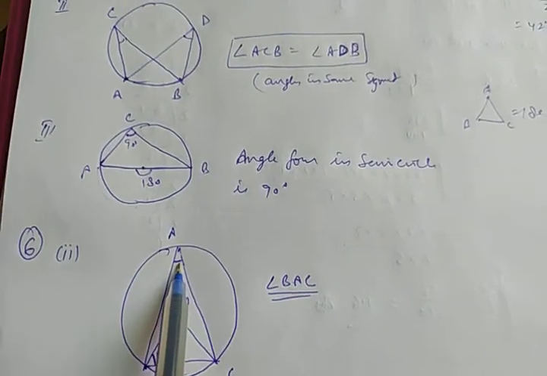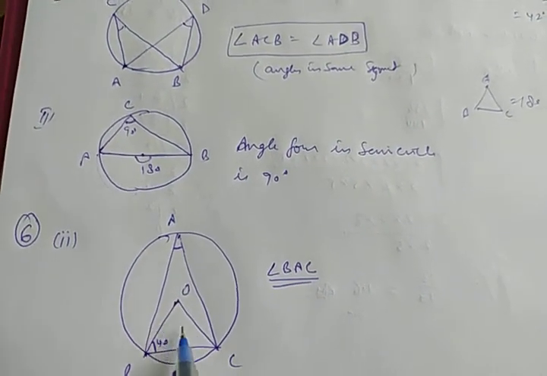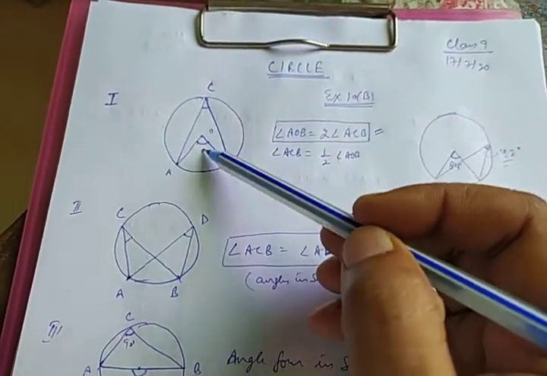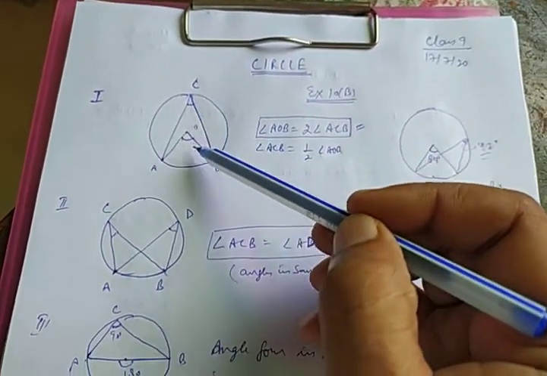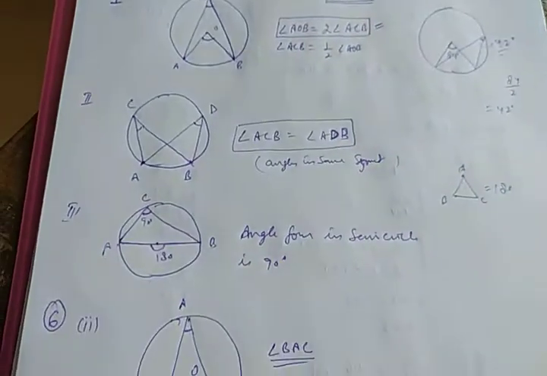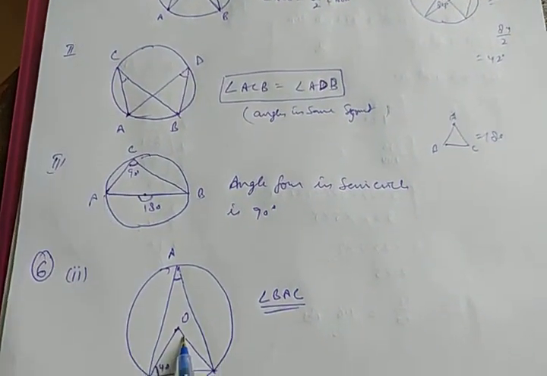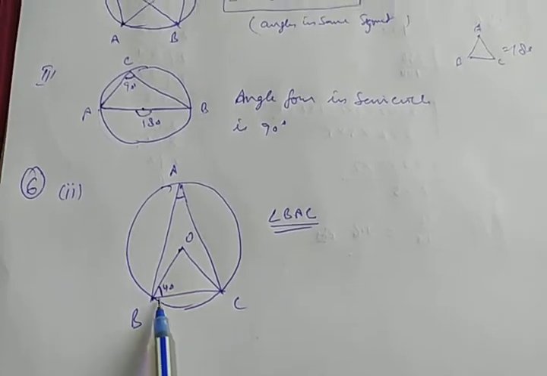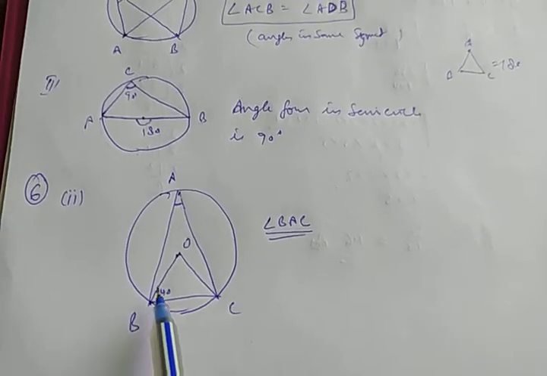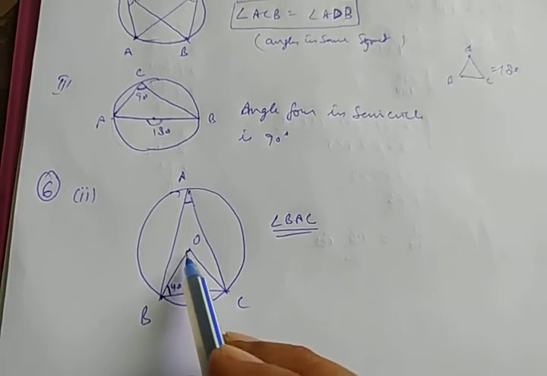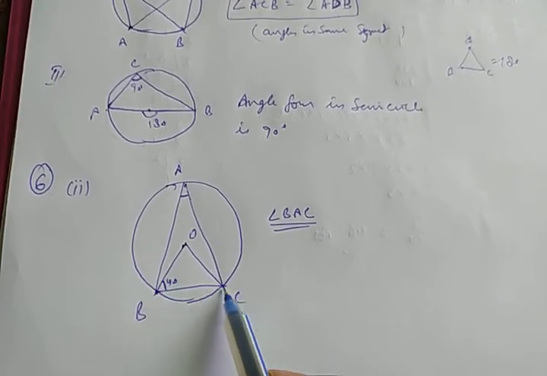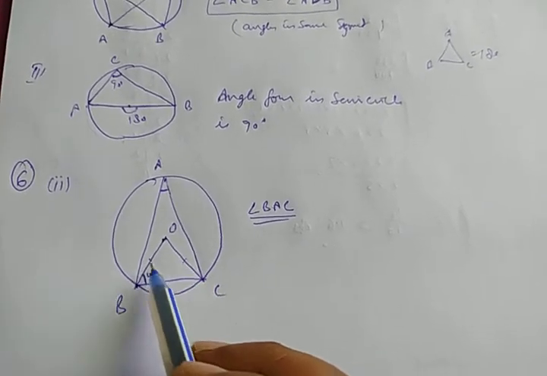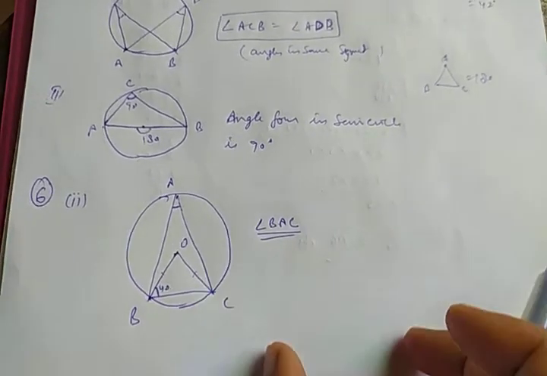For the calculation of this angle, you will need angle BOC, because according to the theorem, you have a relation between these two angles. If you want to calculate this angle, you must need this angle. But in the question, this angle is not given. Instead of this angle, this 40 has been given. Now you will have to apply some concept. This is triangle BOC. These two radii are equal. This you will have to write in the question paper.